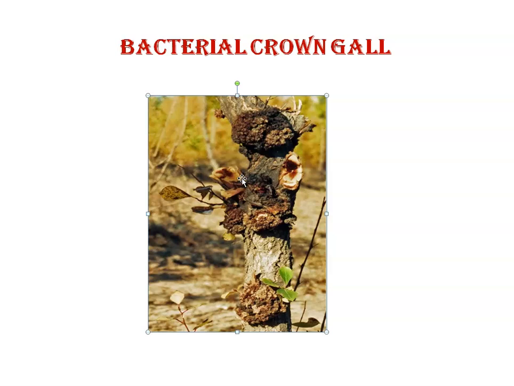The bacterium enters plants through wounds, inserts its DNA into the host cells, and causes them to proliferate uncontrollably, creating the characteristic galls. In the early stages, small outgrowths can be seen, but in severe cases, especially in young plants, the disease can cause stunting.